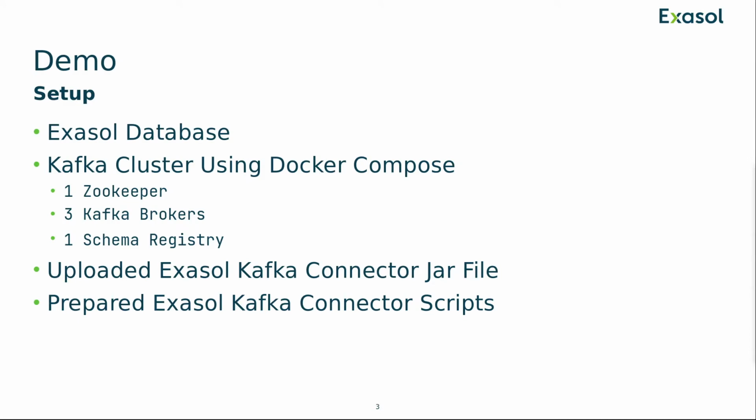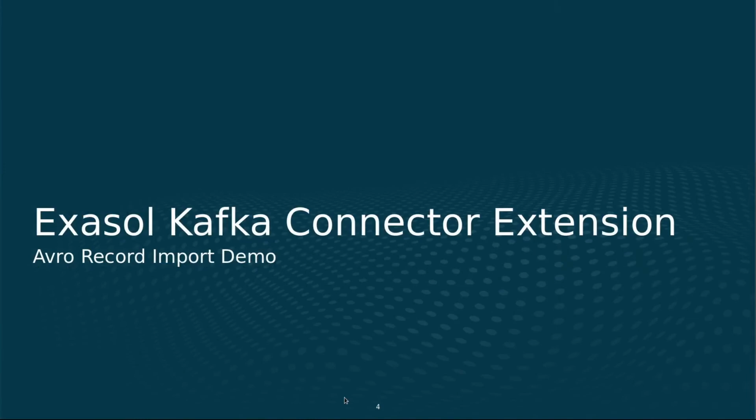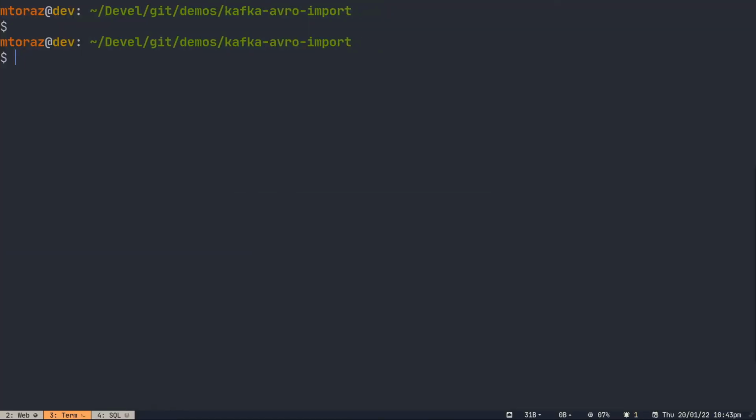For this demo, I have already started the Exasol database and Kafka cluster services in Docker containers using Docker Compose. Similarly, I have prepared the Exasol Kafka connector as we did in the previous video. Now let us produce some Avro records and import them into an Exasol table. For this demo, I'm going to use a terminal. But first, let us confirm that the Docker containers are running. Okay, looks good.